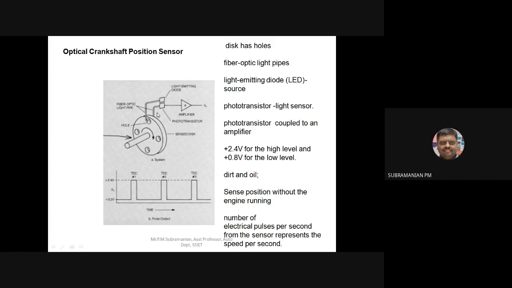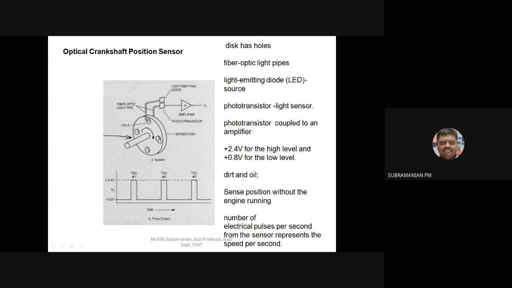There will be two parts. One is a light emitting diode source, and another is a phototransistor, which collects the light. The light emitting diode passes light. Whenever an opening is there, the light travels through this opening and comes to the phototransistor. Based on the light it receives, the phototransistor produces a voltage. That voltage is the indication that the piston has reached TDC.